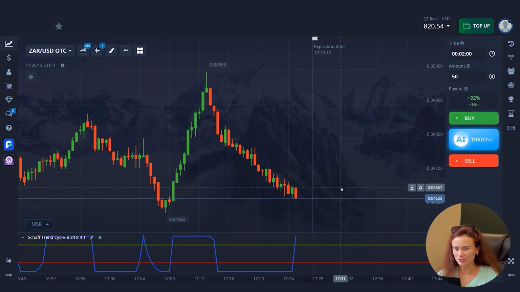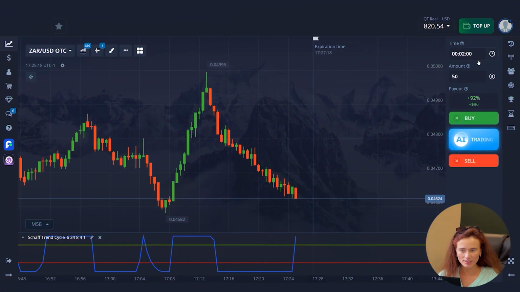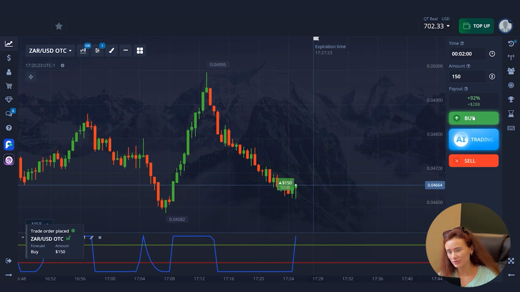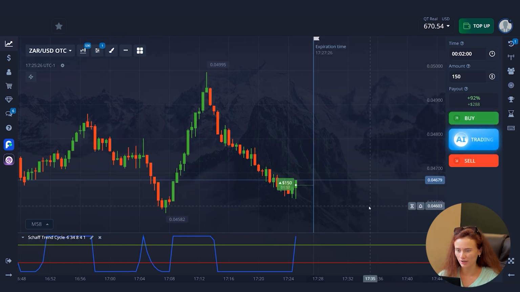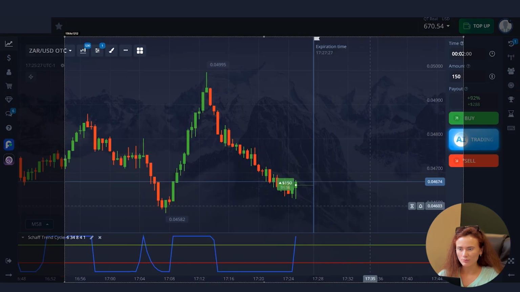Found the first suitable situation, so let's break it down and open a trade. Trading time will be 2 minutes and I'll start with $150. I think the price will go up, so I press the green button to open a trade. And now let's analyze it in more detail.